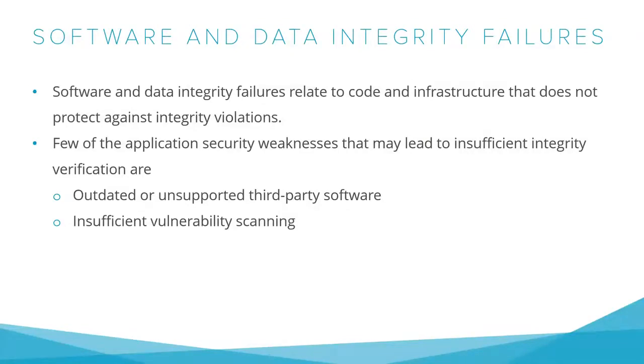The next cybersecurity risk is software and data integrity failure. Software and data integrity failures relate to code and infrastructure that does not protect against integrity violations. Use of critical data or apps without verification of their identity falls under this category. An example of this is where an application relies upon plugins, libraries, or modules from untrusted sources, repositories, and content delivery networks. Some of the factors which lead to security weaknesses are use of outdated and unsupported third-party software, insufficient vulnerability scanning, erroneous input validation across the pipeline, missing framework or platform patches, missing unit tests, or insecure component configurations.